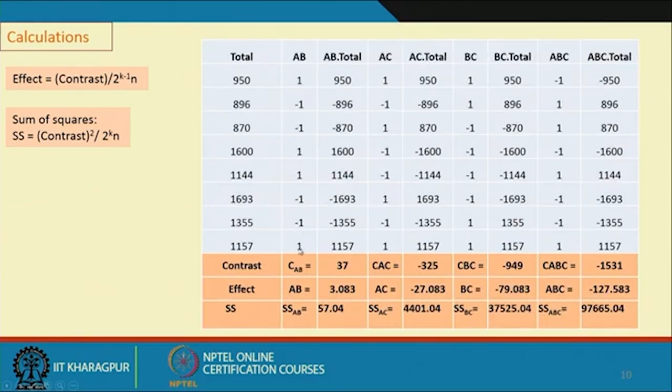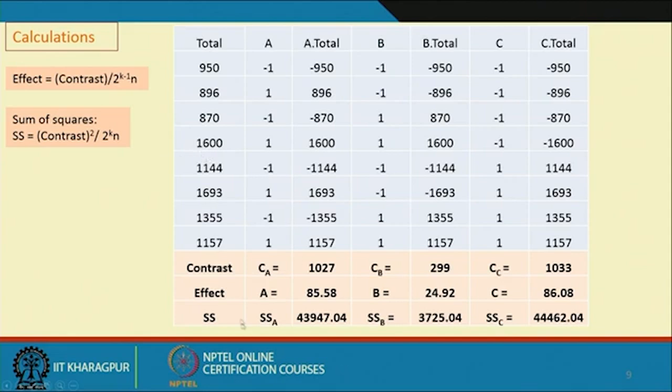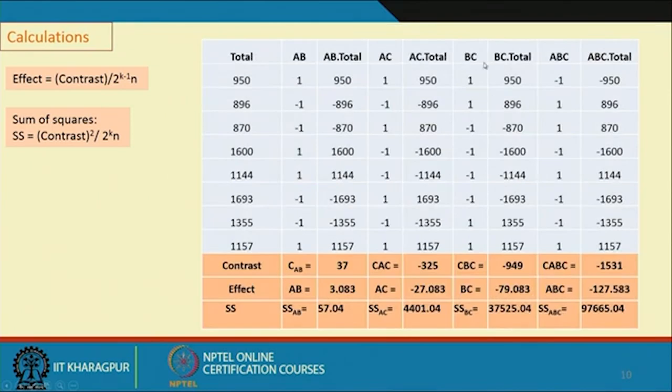The ABC column in the design algebraic matrix is this, then the totals are like this. Multiplying the two, you get this, and the contrast will be the sum of this. You get the contrast everywhere, you get the effect, you get SS. So, I have shown you how, using contrast, you will be able to find all the effects and all the SS, with reference to the main effects, two-way interactions, and three-way interactions.